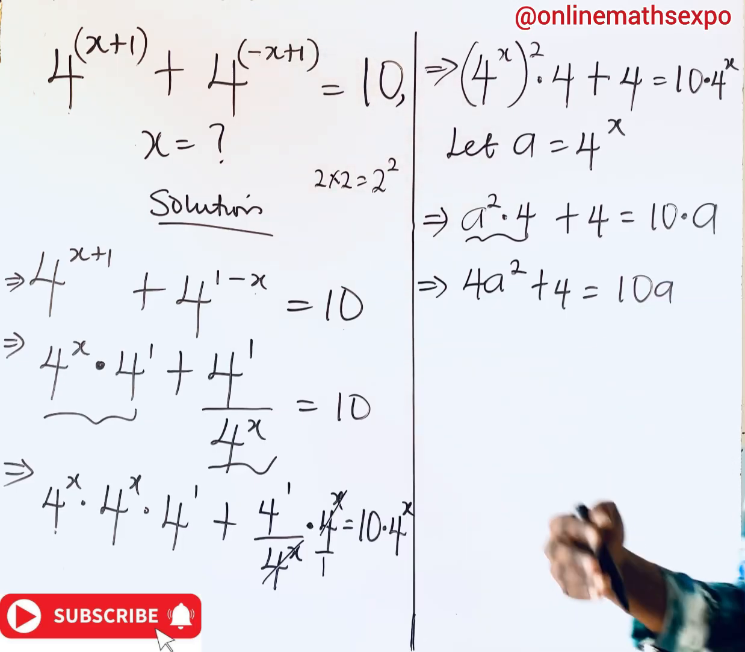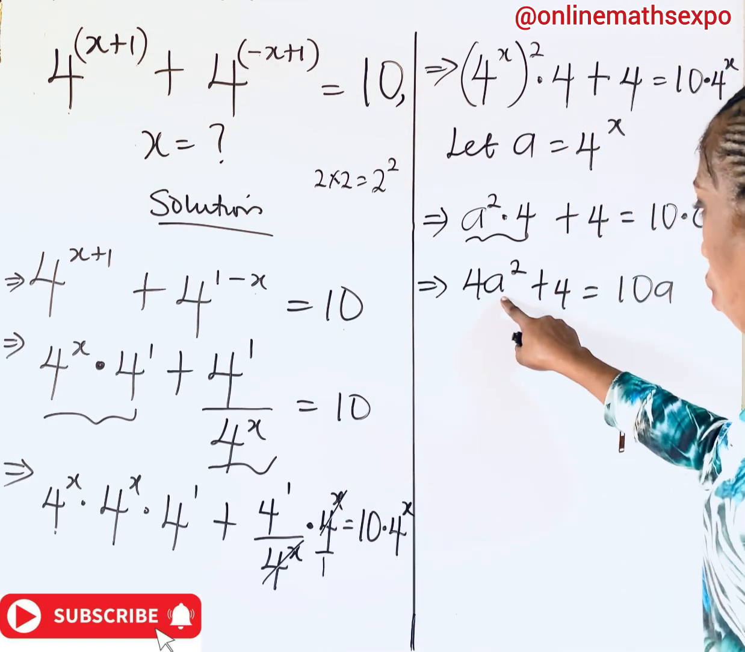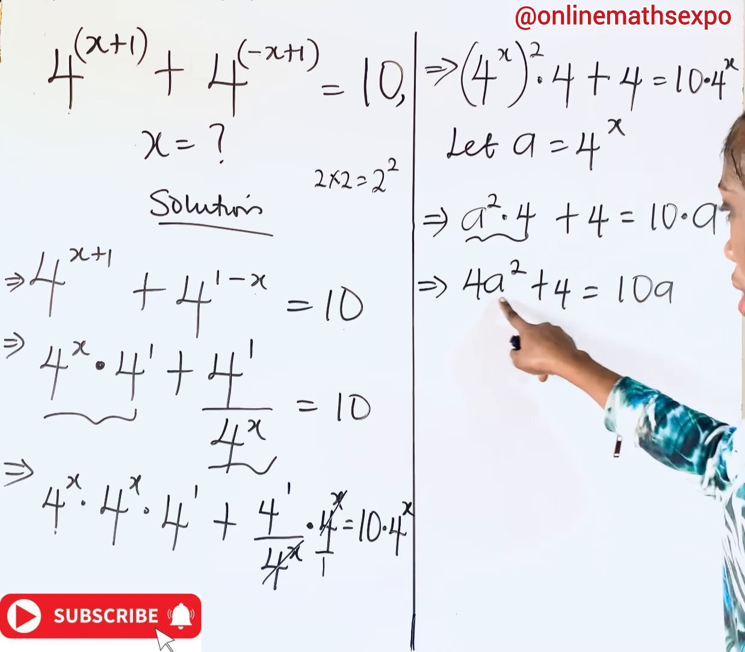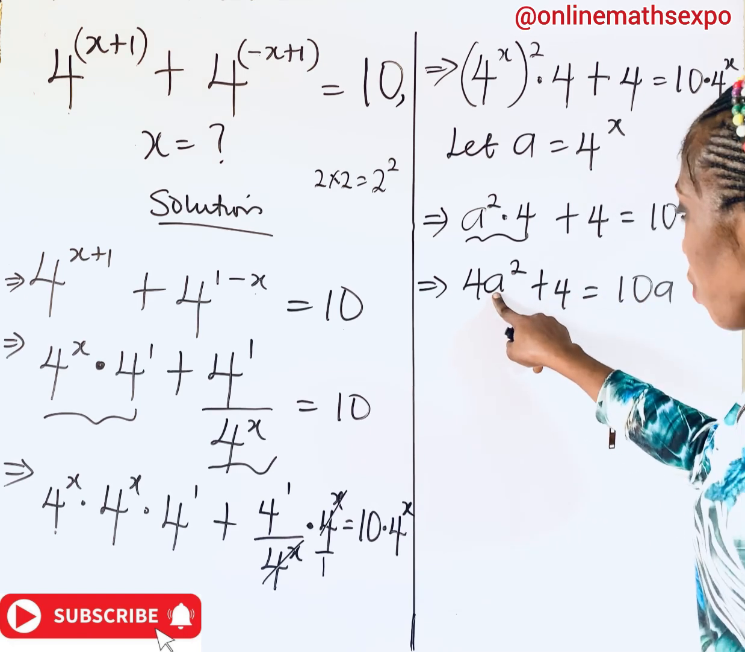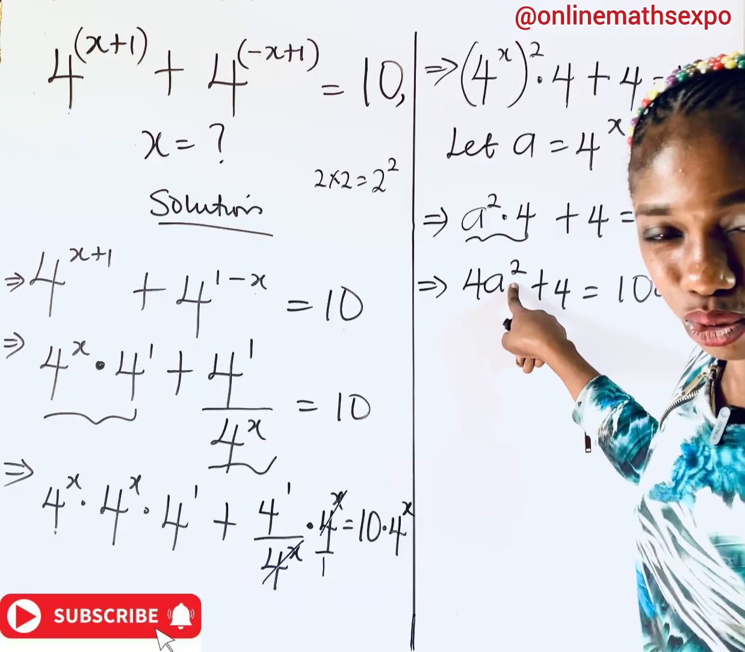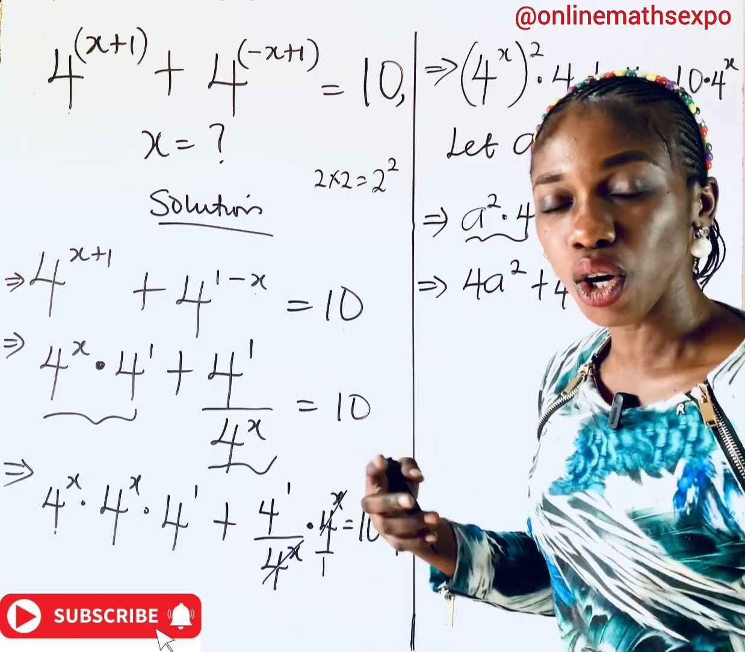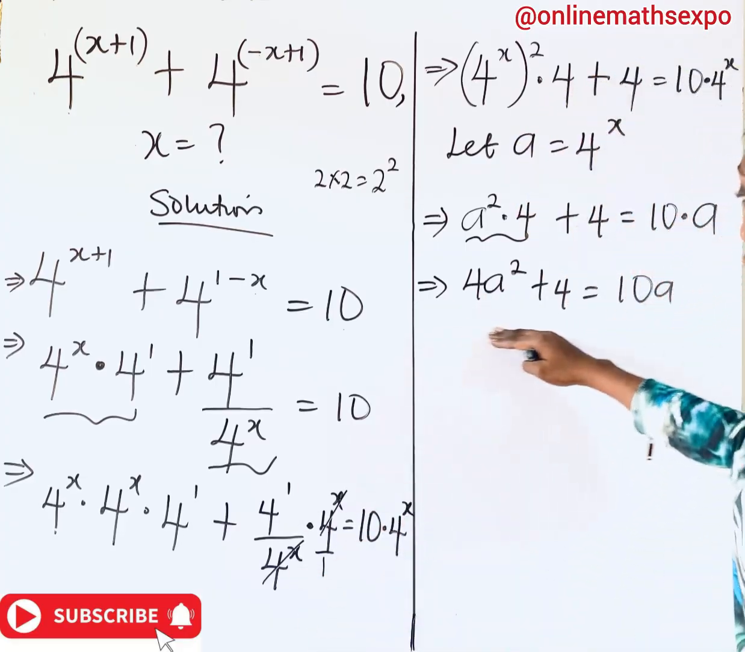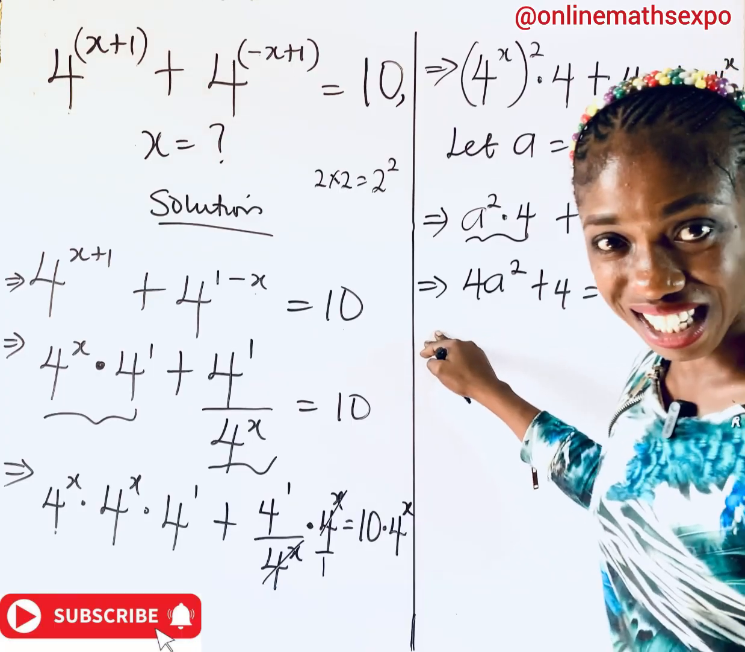So when you have an equation with one variable, you see we have the same variable a, and this variable has a highest power of 2. We call such an equation quadratic. So you have to make this look beautiful like a quadratic equation.